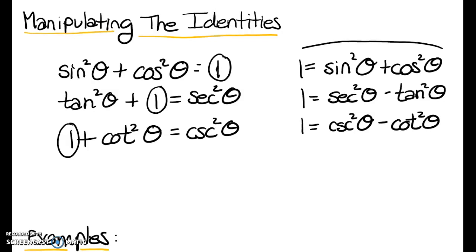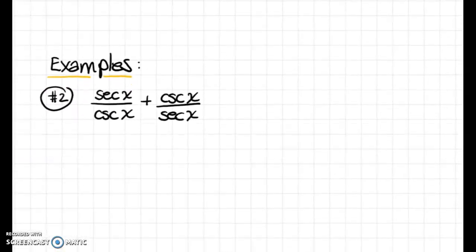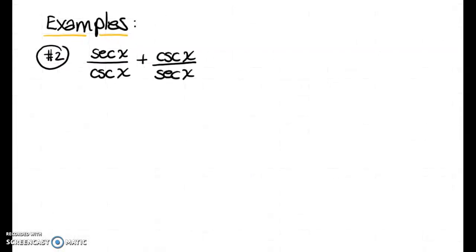So sometimes when we're proving and we end up with a number 1 in our proof, we can replace that number 1 with anything that's equivalent to the number 1. And here are some alternative equivalent forms where I can see 1 equals any of these 3 different expressions. All right, so let's get started on the examples for this.